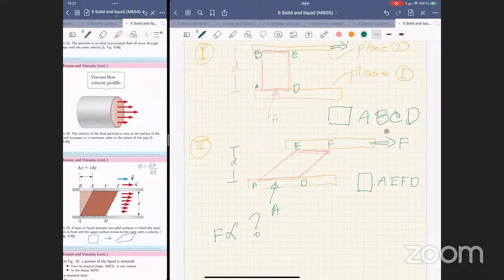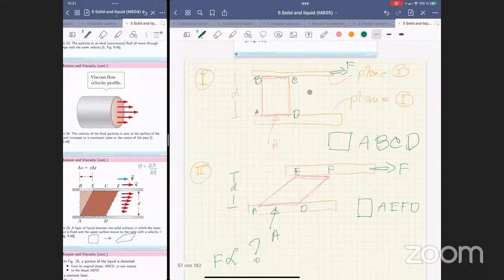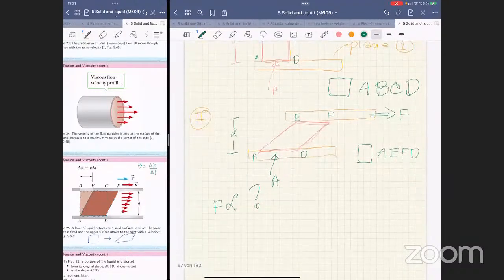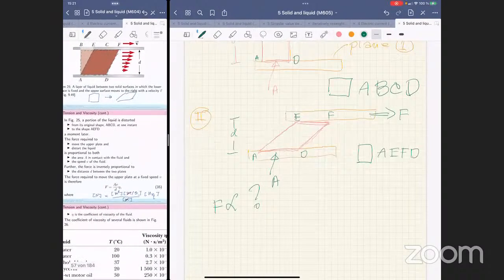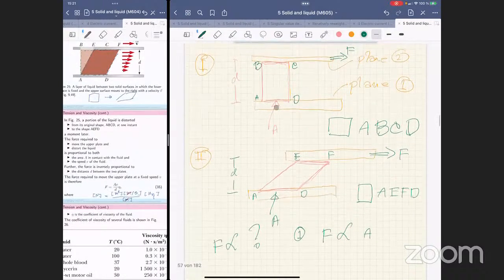We need more force for the more viscous liquid, right? F should depend on, the first relation you would be able to observe, is that F depends on the area A. If you have greater contact area A, you need to exert more F.